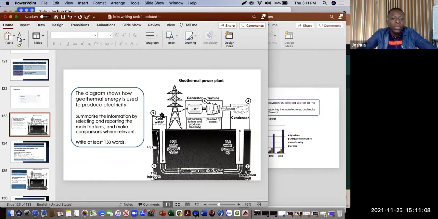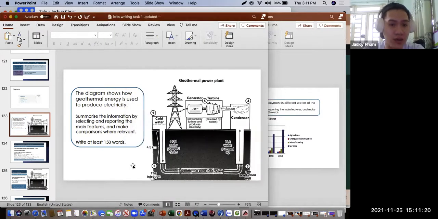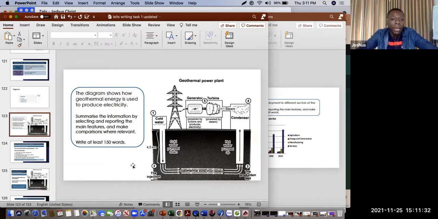Jackie, can you please read the question? The diagram shows how geothermal energy is used to produce electricity. Summarize the information by selecting and reporting the main features and make comparisons where relevant. Write at least 150 words. Okay, good.